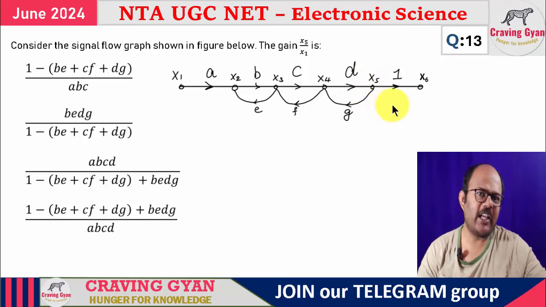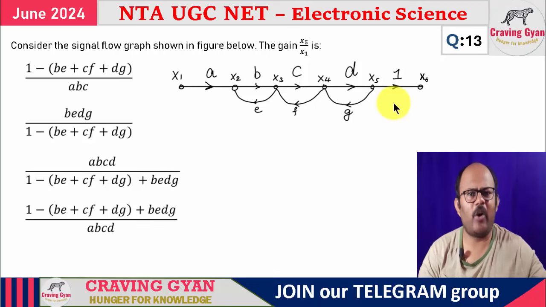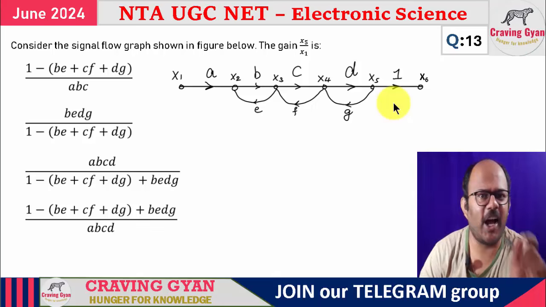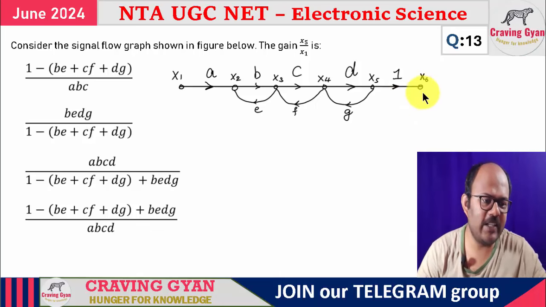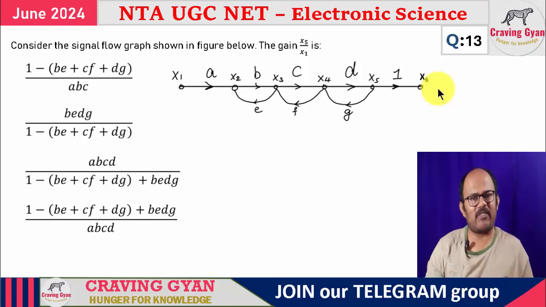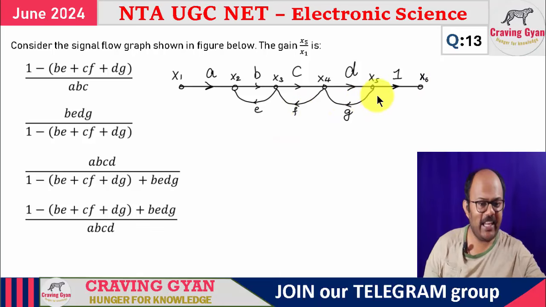One of the demerits in the case of Mason's gain formula. What are you going to do? Connect one more node with the gain of 1. Assume that the new node is X6. Now, what is the value of X6? Which is same as X5. Why? The gain here is 1.